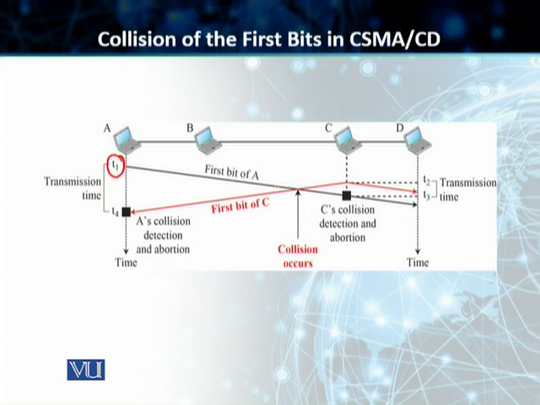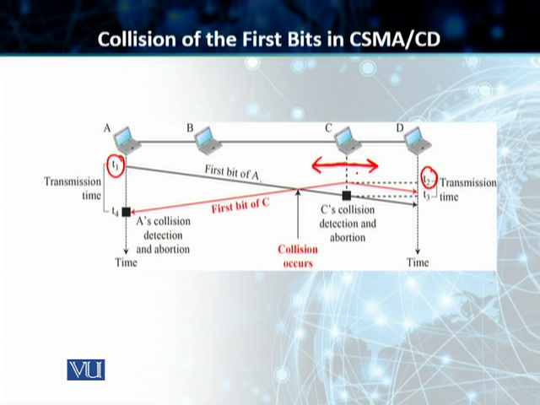So at time T1, A starts sending its frame. The first bit of A is traveling, and it has not reached C yet. So at time T2, the first bit of the frame is still here. At time T2, C senses the medium, and it starts transmitting and sending the bits in the frame as well. Now students, when C starts sending the information, because we are using a shared medium, it's transmitted in both directions.